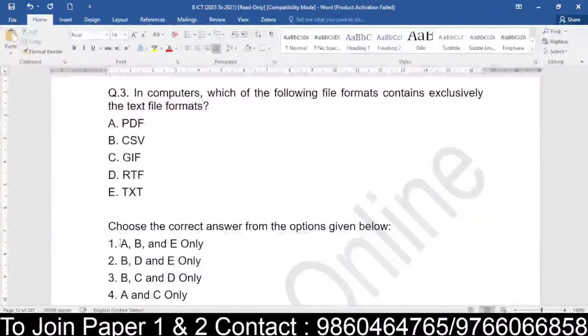When it comes to option number one, is PDF a text file format? Definitely not. So A is almost out. Your option number one and option number four are out, so you have to check option number two and option number three. When we talk about option two and three, we have CSV, then GIF, and Word file. Yes, we have word content in it. In GIF, do we have word content? Definitely not, it is an image format. RTF, yes, text. So option number C also gets eliminated. So this stands to be the right option, right?